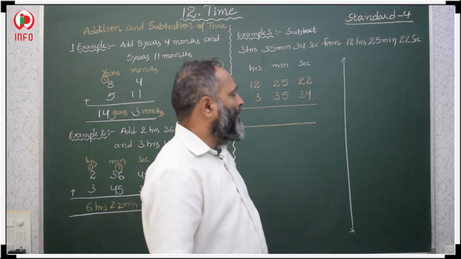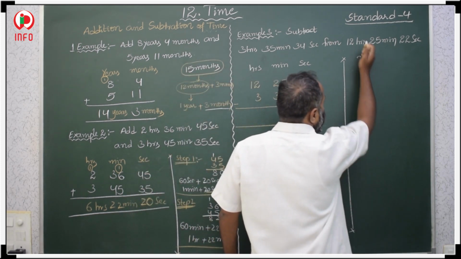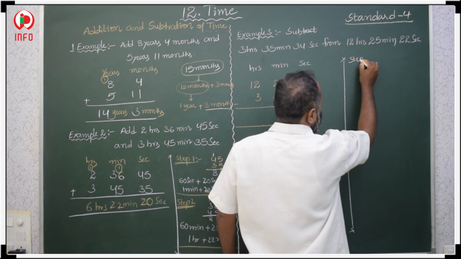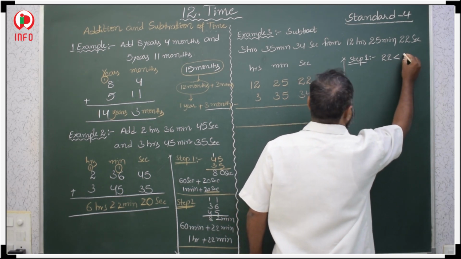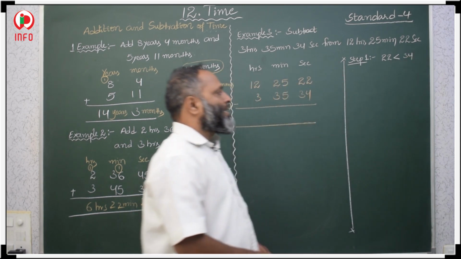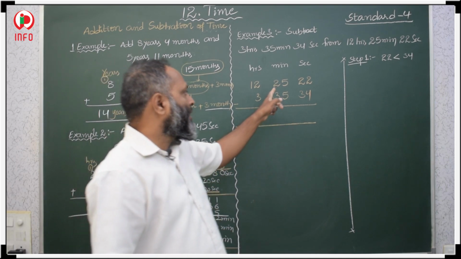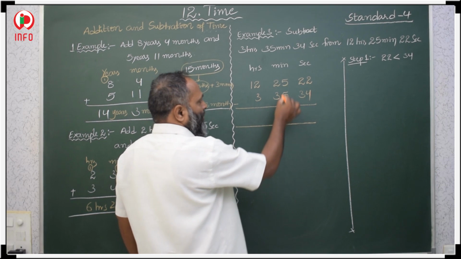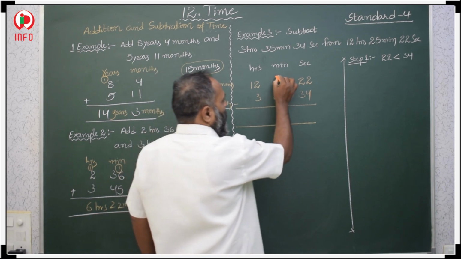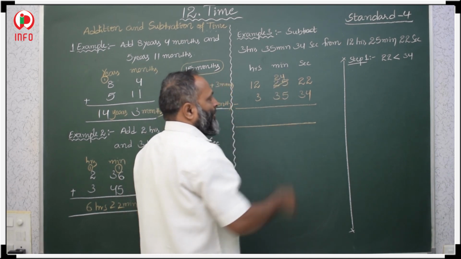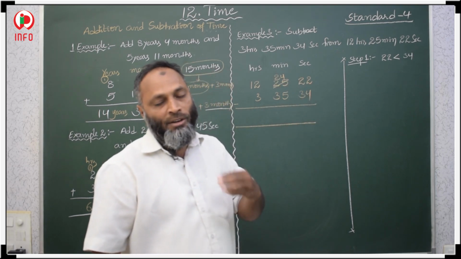22 minus 34, we cannot subtract. This is step 1. In step 1, 22 is less than 34. If 22 is less than 34, then what to do? We should borrow 1 minute from here. If you borrow 1 minute out of 25 minutes, then you will get 24 minutes.